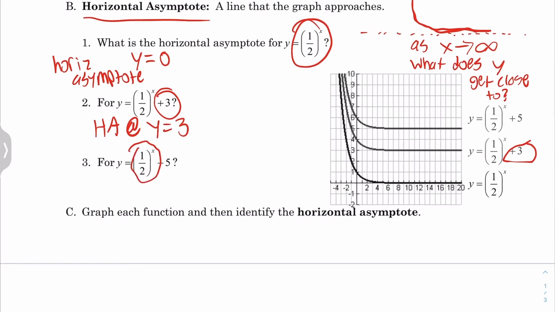The fraction stayed the same, 1/2 to the power of x, so this means as x gets closer to infinity, you get farther to the right, this fraction is going to get closer to 0, and then when this fraction goes to 0, you can kind of ignore it, and we'll only have the number 5 left over. So we say the horizontal asymptote is at y equals 5.